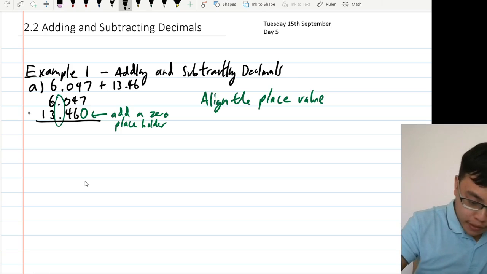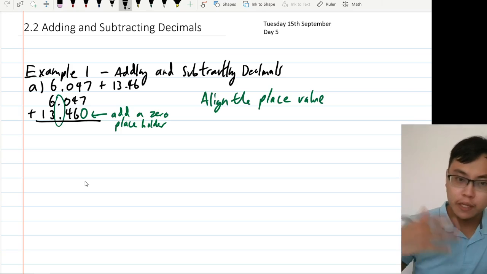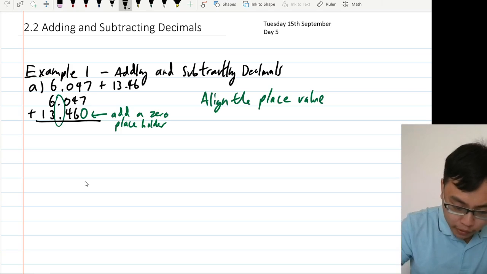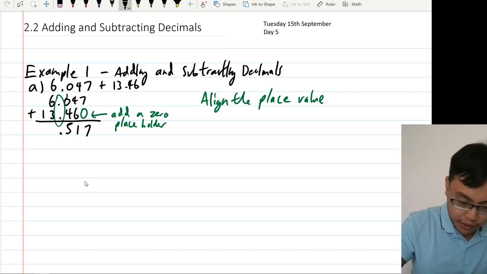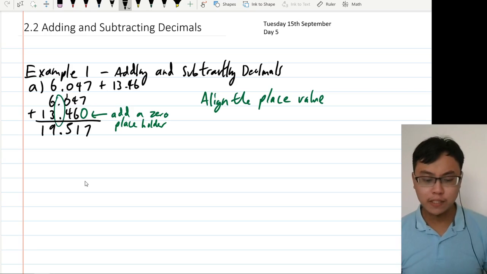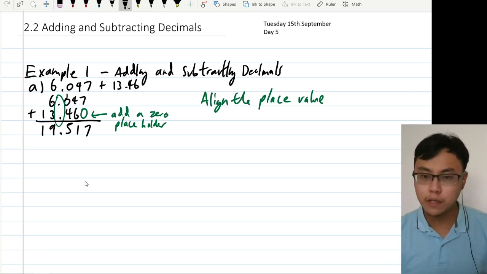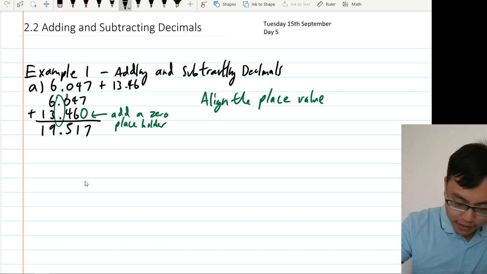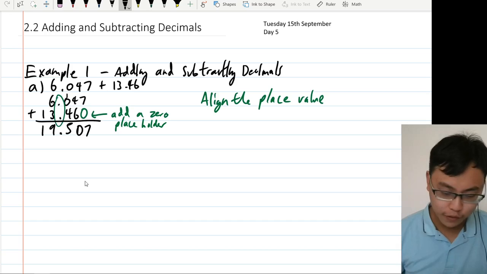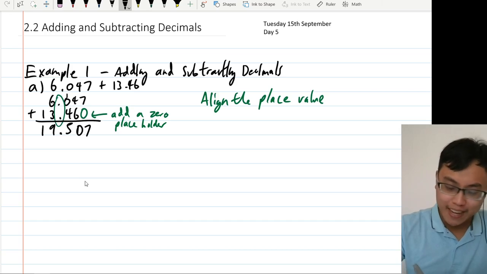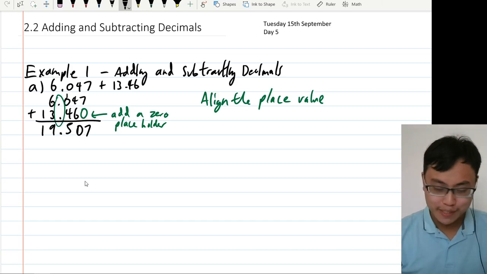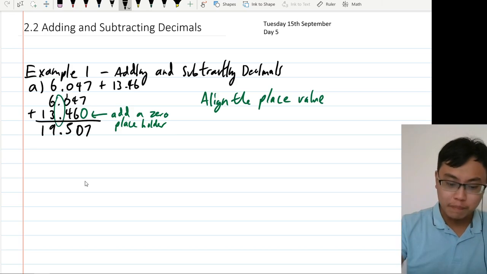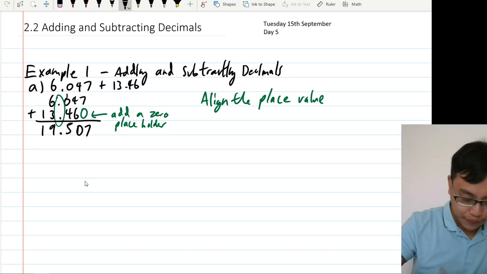If we're going to add this, it's best to add vertically because it's easier to see. So 7 plus 0 is 7. 4 plus 6 is 11. We bring 1 up. And so 1 plus 4 is 5. The decimal goes down. 6 plus 3 is 9. And 1 comes down. So we have 19.517. No, 4 plus 6 is 10. Sorry, I made a mistake. I'm so sorry. So 4 plus 6 is 10, not 11. I made a mistake, and so when we're looking back at our answer, remember to double check.